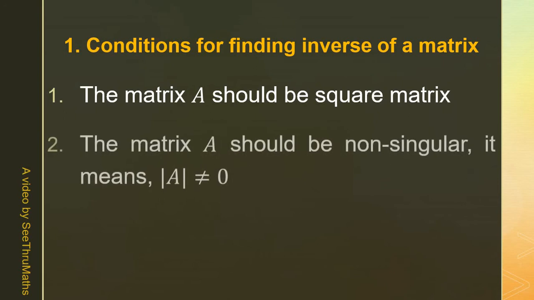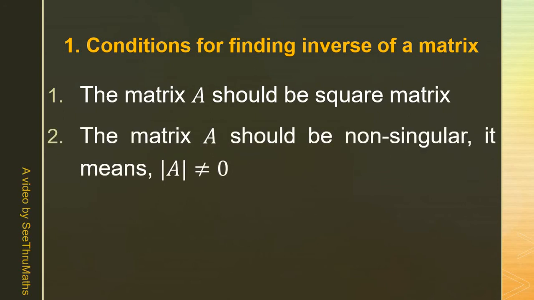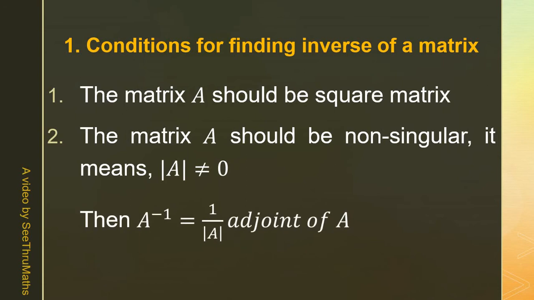then it is a square matrix. The second condition says that if the matrix A is non-singular, then the inverse exists. That means the determinant of A is not equal to 0. If the determinant of A is equal to 0, then we cannot find the inverse of a matrix. And the rule to find A inverse is equal to 1 by determinant of A multiplied by adjoint of A.